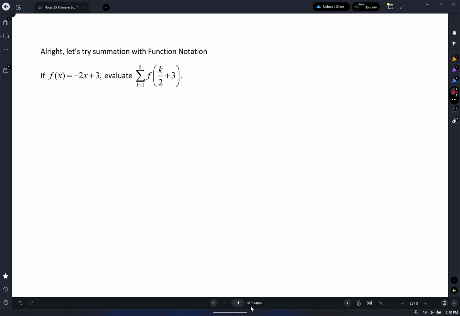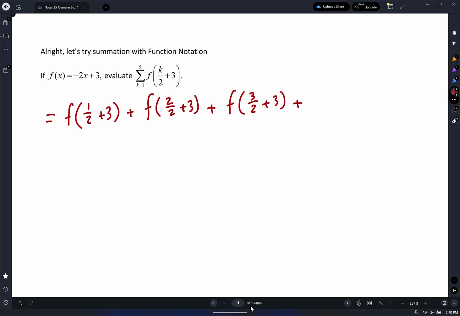Here we go. Equals f parenthesis 1/2 plus 3, close it. And I'm going to keep going. How many am I going to have? 5. f parenthesis, what do I put? 2 over 2 plus 3, close it. Plus f parenthesis plus 3, close it. Plus f parenthesis. And then finally, f parenthesis.